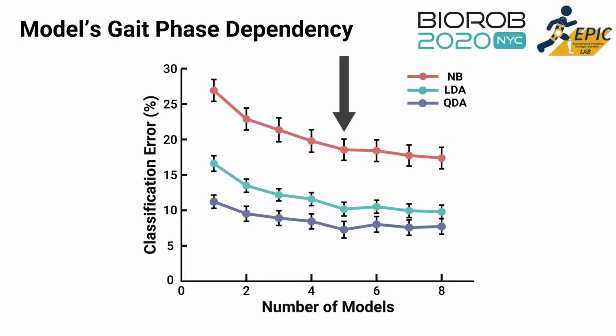Interestingly, this optimal phase number was relevant to the gait phase segmentation from a gait biomechanics perspective, which correlated closely with the stance and swing phase dynamics.